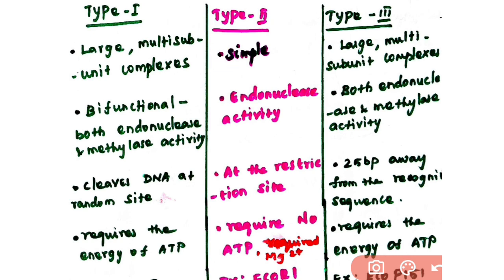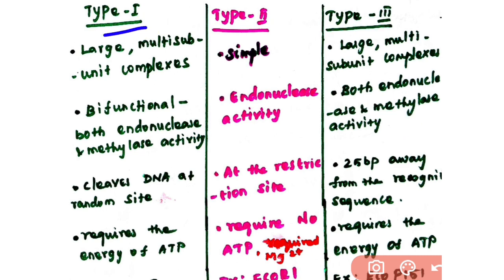Then type 1 is multifunctional, that is both endonuclease, that is it cuts the DNA, and also it has methylase activity. The same enzyme itself can do both endonuclease and methylase activity. Methylase activity is it will add a methyl group to its own DNA. But type 2 restriction enzyme has only endonuclease activity. It cuts at the specific recognition site. Type 3 also has both endonuclease and methylase activity.